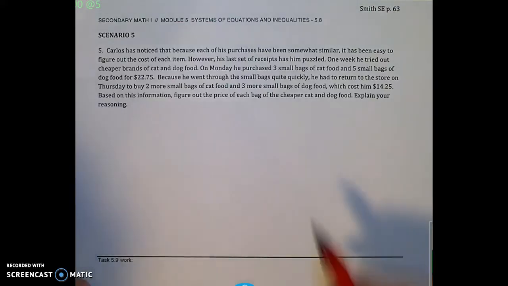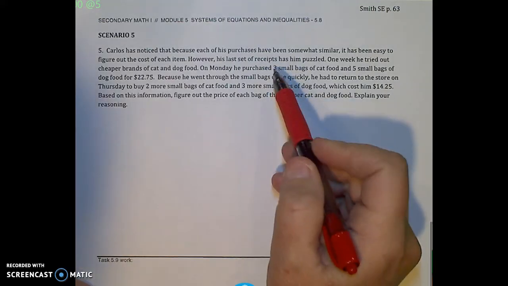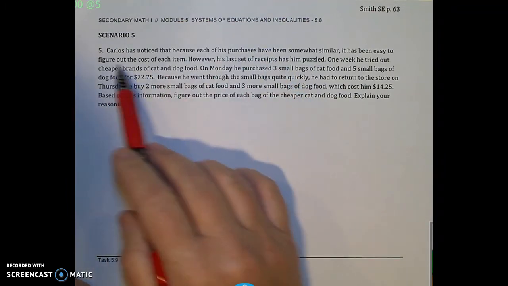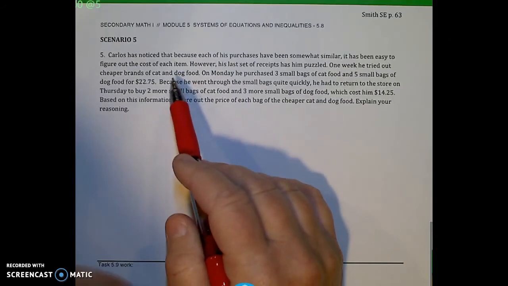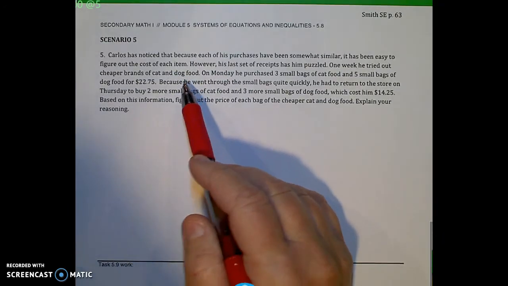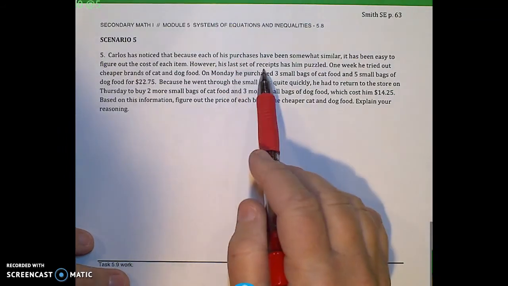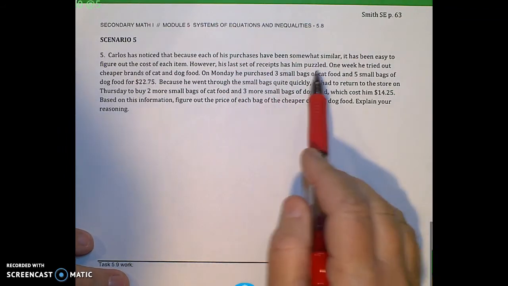So in scenario 5, let's see what we have here. He had some similar purchases. It's been easy to figure out the cost of each item when the purchases had some similarity to them, like the same number of flakes or the same number of tidbits or whatever. His last set of receipts made it a little more difficult, though.